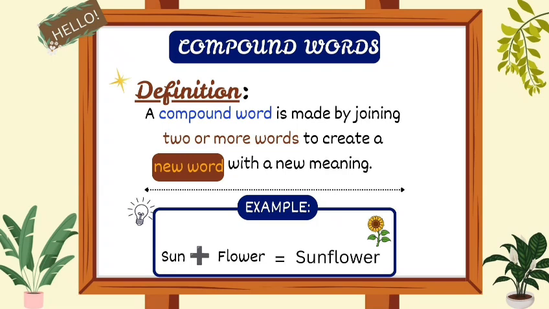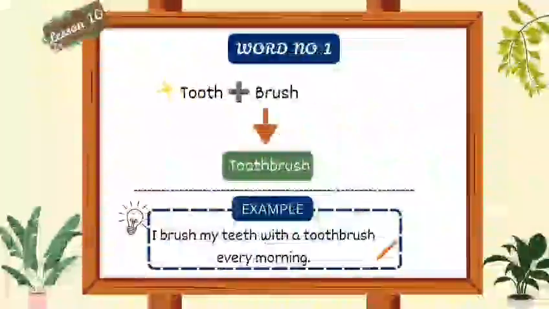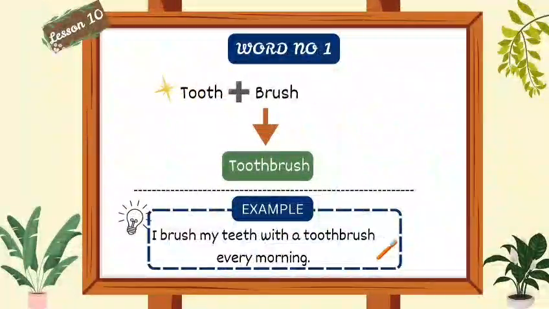Today we will learn about compound words. What is a compound word? A compound word is made by joining two or more words to create a new word with a new meaning. For example, sun plus flower equals sunflower. Are you ready? So let's look at our first word.